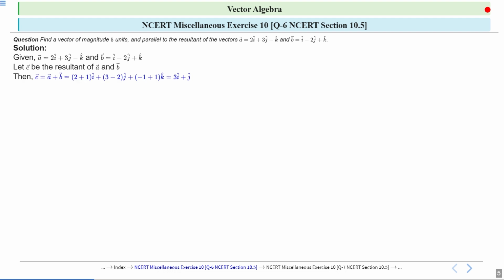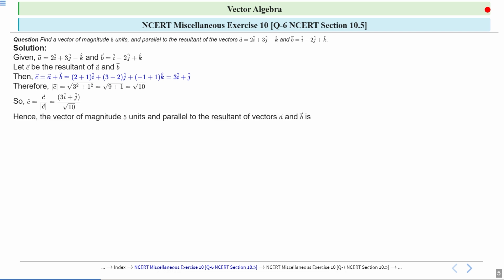Then C vector will be equal to A vector plus B vector, which is (2 plus 1) i cap plus (3 minus 2) j cap plus (minus 1 plus 1) k cap, which is 3 i cap plus j cap. Therefore we can say that the magnitude of C vector will be equal to root over 3 square plus 1 square, which is root over 9 plus 1, which is root 10. So C cap will be equal to C vector upon magnitude of C vector, which is (3 i cap plus j cap) upon root 10.